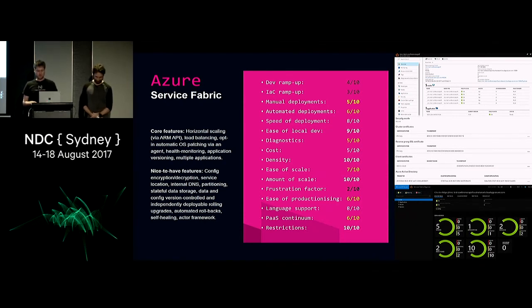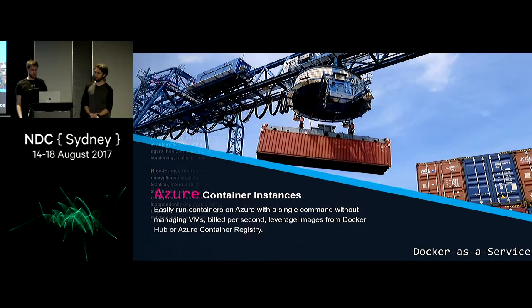Productionizing is okay, but you have to deal with all the load balancer and the SSL certificates and all that kind of stuff in your ARM, and it's not trivial to do that, but it's okay. In terms of language support, you can pretty much deploy whatever you want on there, but in terms of the core stateless and stateful services, you're only really working with .NET and Java that have first-class support, so we put that down a little bit to an 8. It's sort of a 6-ish on a PaaS continuum because you're getting closer to the metal at this point. There's not really any restrictions, it's just a VM under the covers.